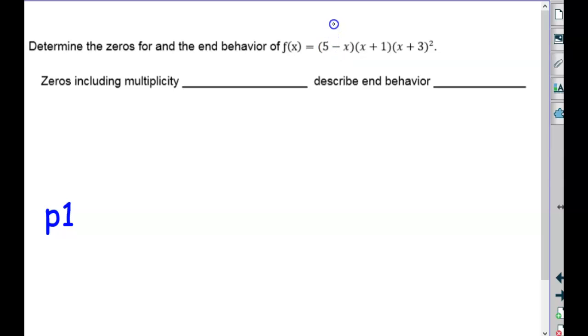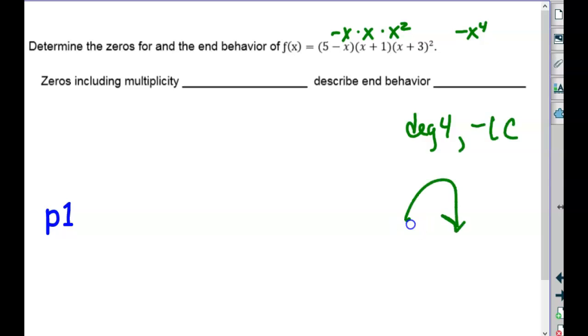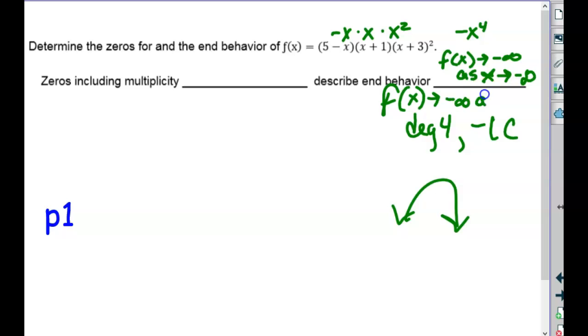This is a negative x times an x times an x squared, so it's a negative x to the 4th. Degree 4 with a negative leading coefficient means both ends go down. So f of x is approaching negative infinity as x approaches negative infinity, and f of x is also approaching negative infinity, or going down, as x approaches positive infinity.